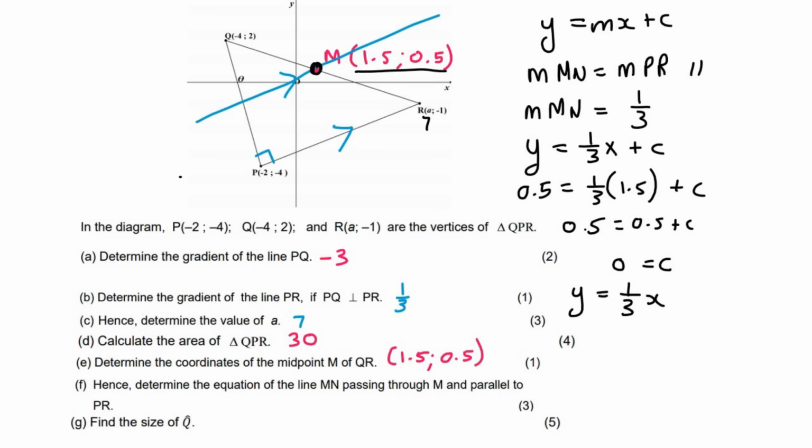Now that sort of makes sense, because if you draw this accurately, you can see that this blue line over here is most likely going to go through the origin. So it's going to have a y-intercept of 0. So let's just fill that in. y equals a third x. And the last question for this entire question is, find the size of angle Q.